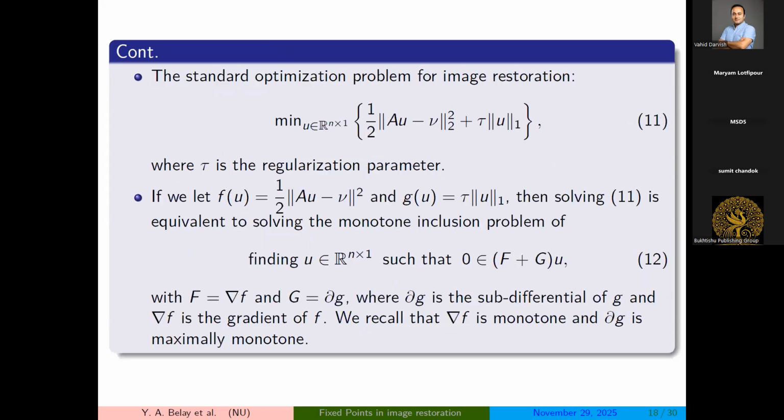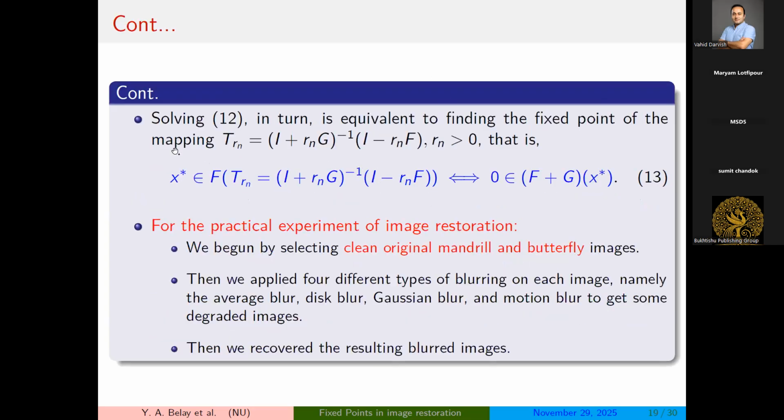So we have a standard optimization problem for image restoration, which is given by the minimization problem in 11. So here we have the minimization problem with least square problem plus the L1 regularization. So minimizing this problem is equivalent to solving the monotone inclusion problem in 12. These are equivalent actually, but we need to bring this relation to our fixed point relation. So this one is exactly the same as finding the fixed point of this proximal operator given by 30.